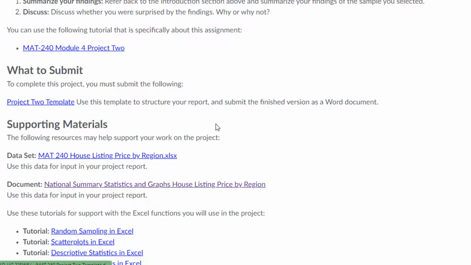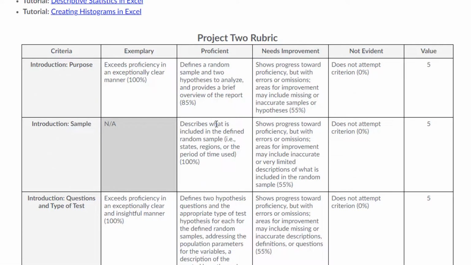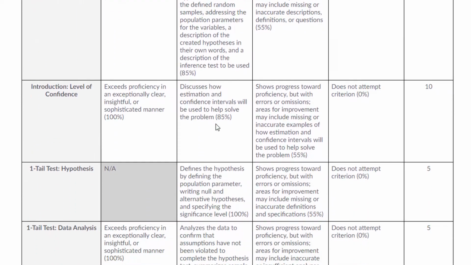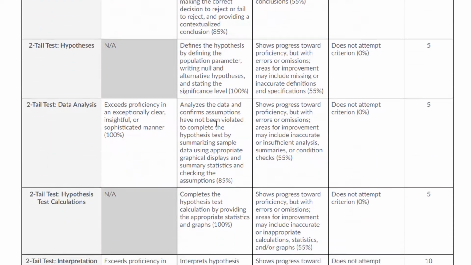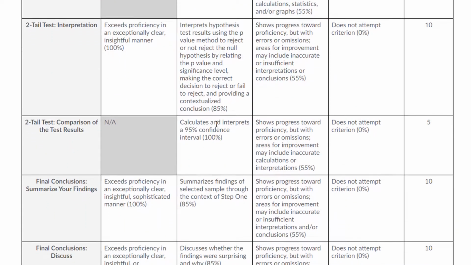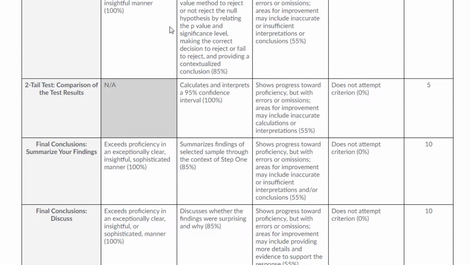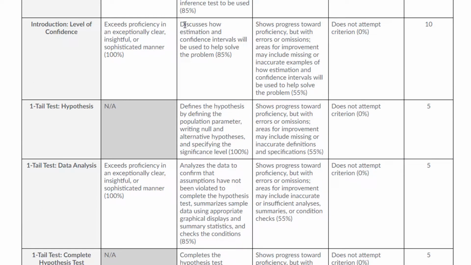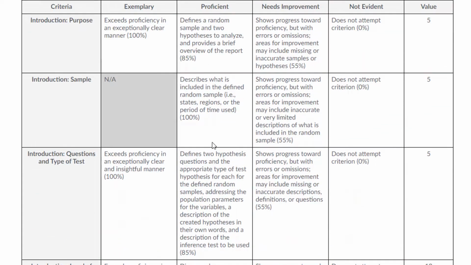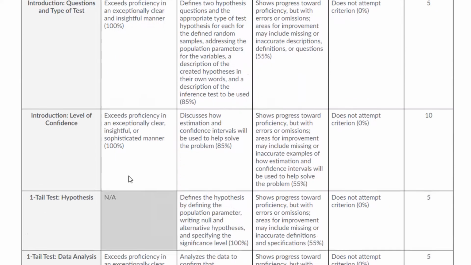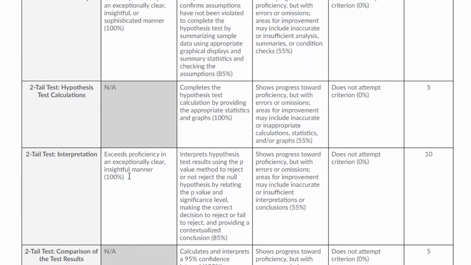You have all these sections, but also be sure, like always, to go through the rubric and look through all these sections. You can see how many points each of them is worth, because that's what you'll be graded on. If you do everything that's in the proficient column, but then try to do it even better, you're going to get exemplary and you'll get full credit and you'll get 100 on this. So I hope you do.